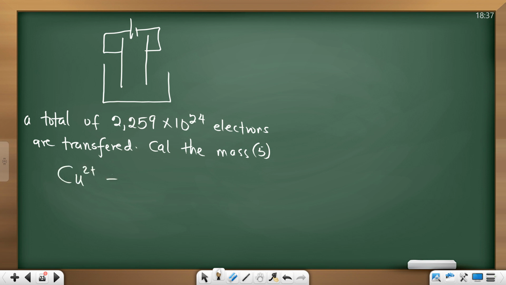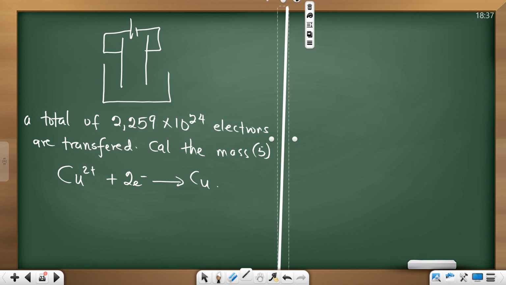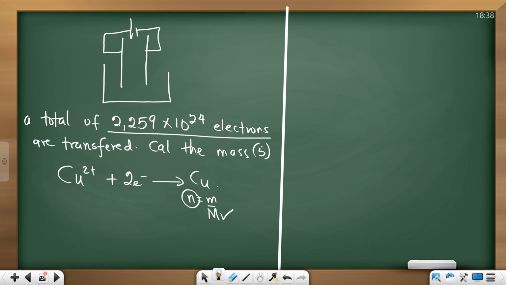Now, what do we have? Copper 2+. We start by writing what? I want you to see there's a slight difference on this one. What are we looking for? The mass. Always start from what you are looking for, right? Number of moles is mass over molar mass. You know what my problem would be? Already they've given you information. That is my worry. If I can get the number of moles of electrons, then I'm done.